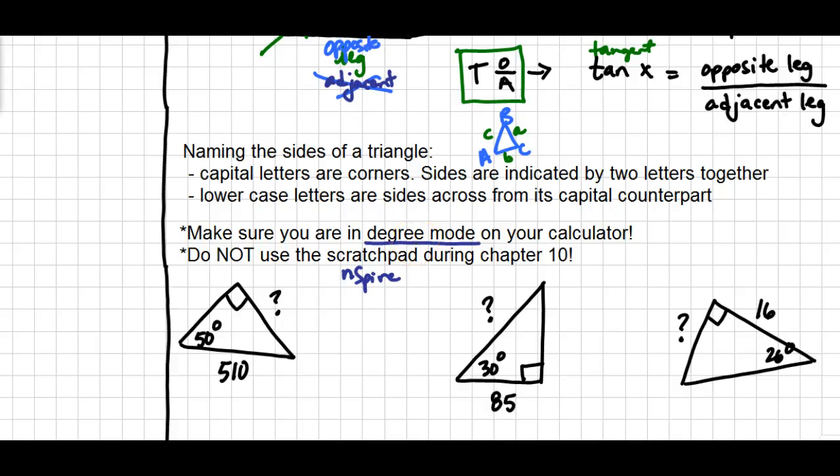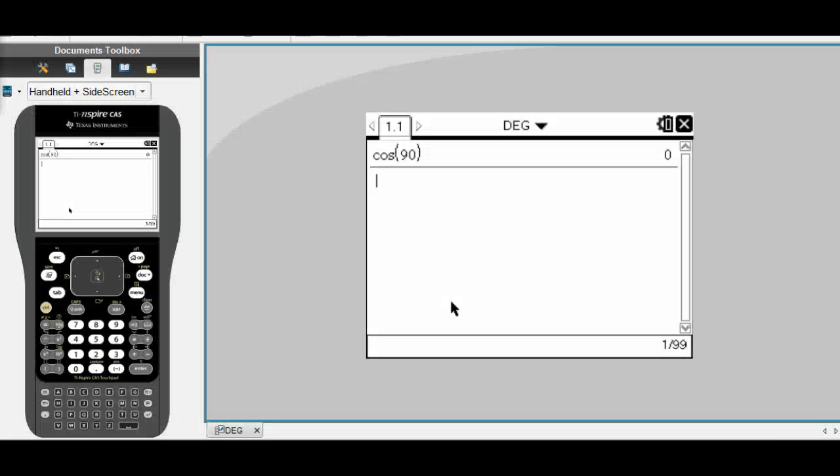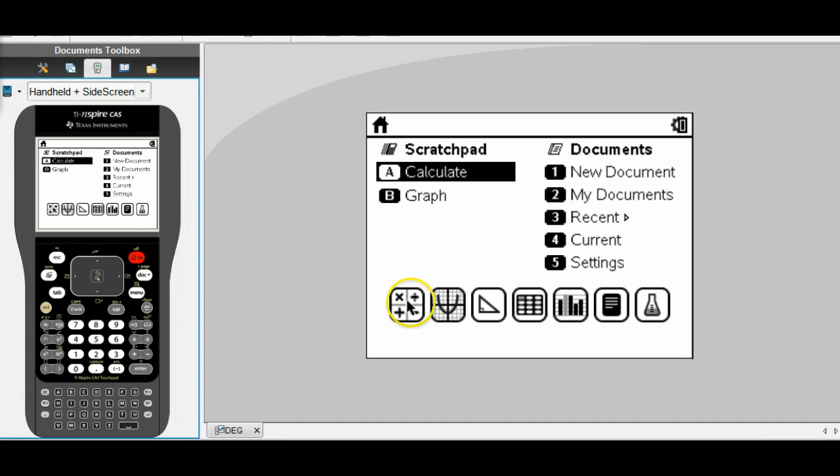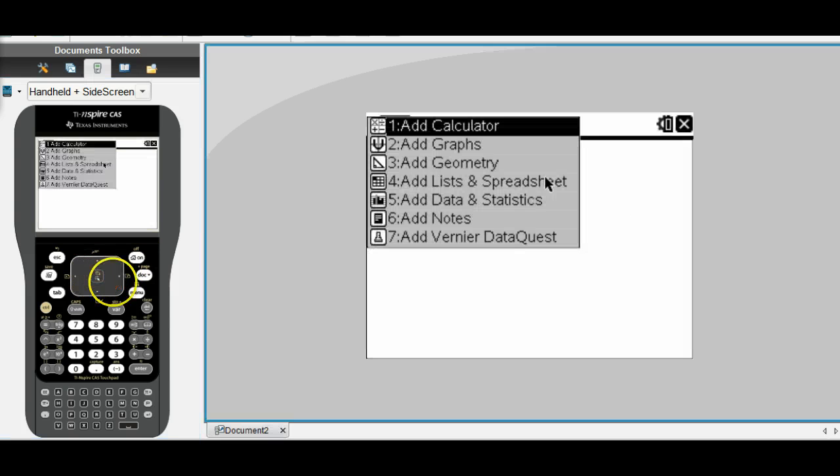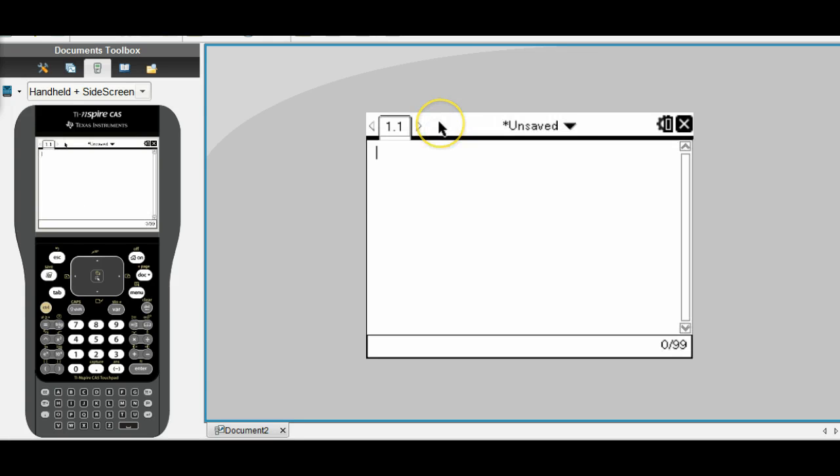So grab your Inspire calculator, and I want you to start a brand new document. So you're going to go to the home screen. Don't use these tabs down here. I want you to actually select New Document with your arrow keys. It may or may not ask you to save a previous document. That's up to you if you want to save or not. Add a calculator page, and I want you to type in cosine of 90.